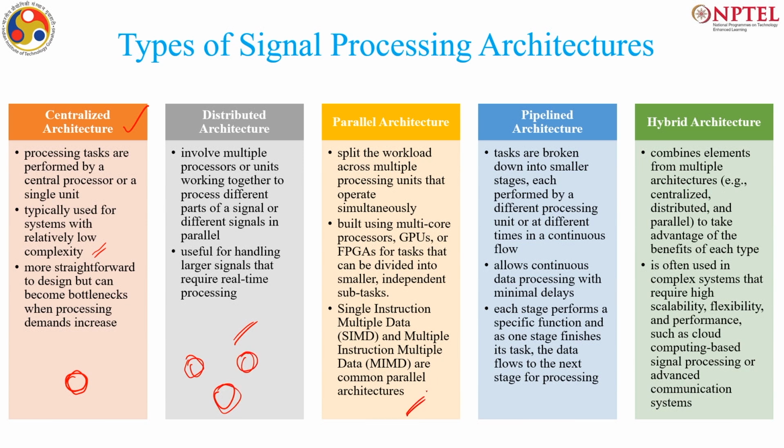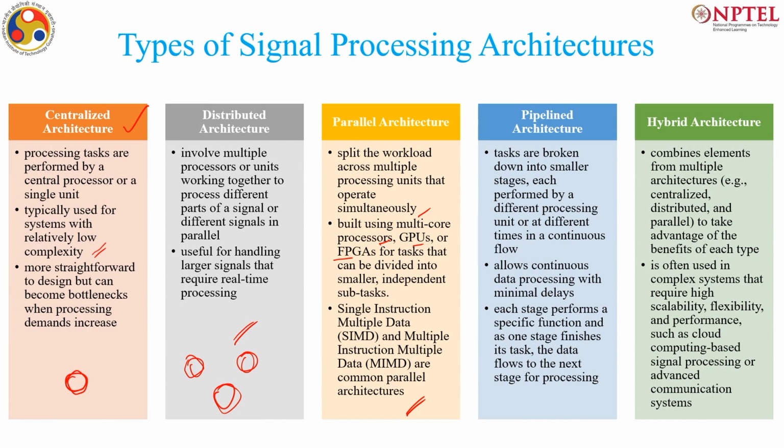And parallel architecture. Now, parallel architecture can be centralized or distributed, but the main aim is that it can use multiple processing units that will operate simultaneously, and these are built using multi-core processors and graphics processing units. Now, GPUs are becoming very popular with the increase in deep learning algorithms. Then FPGAs, these are field programmable gate arrays. I will explain what this is.